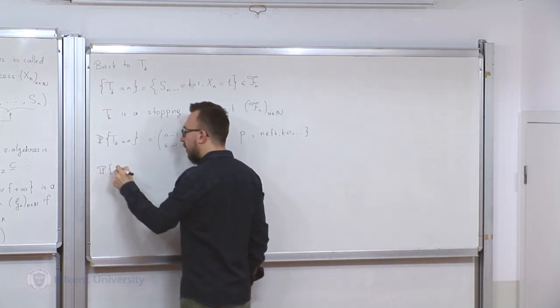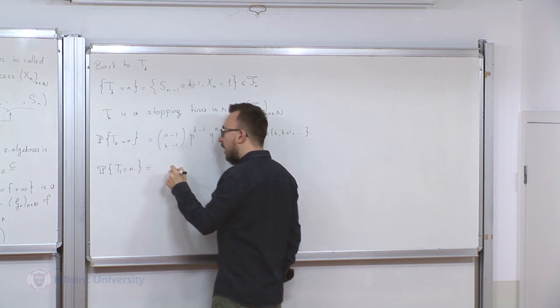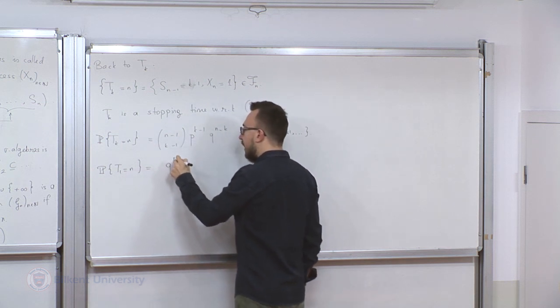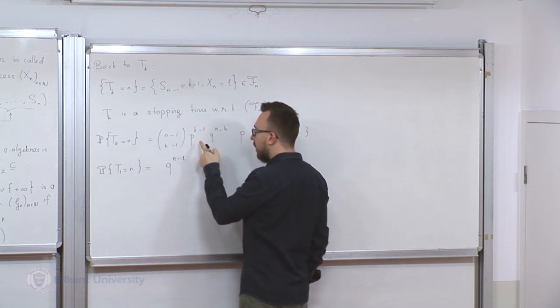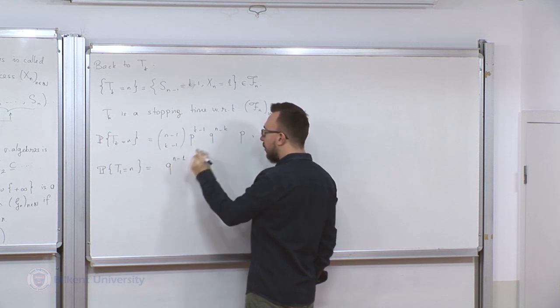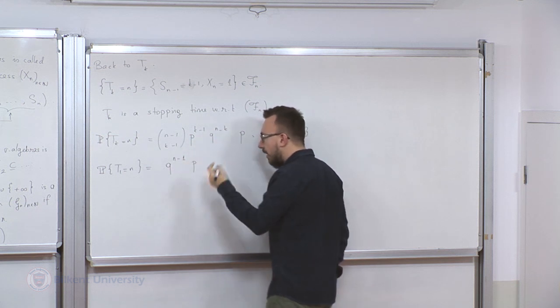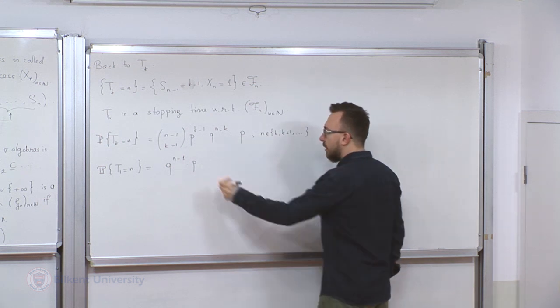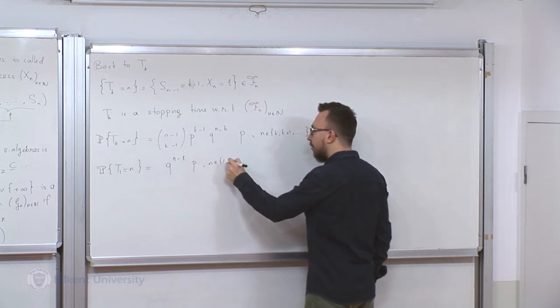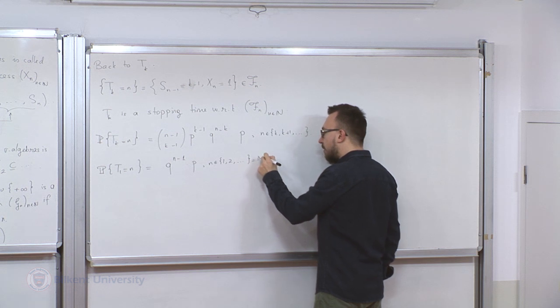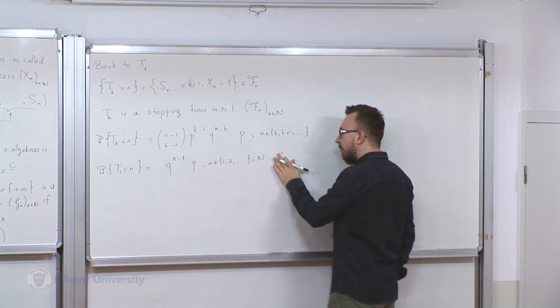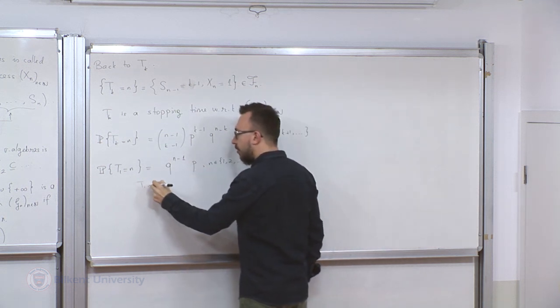And if you look at T1, this is just q to the n-1 times p to the k-1 and p. With k = 1, you're going to get just p to the k, which is just p. So this is for n from 1 to infinity, simply q to the n-1 times p, right? We say that T1 has the geometric distribution.